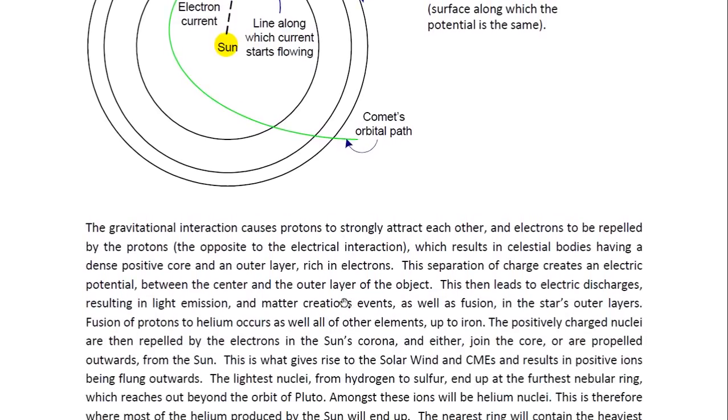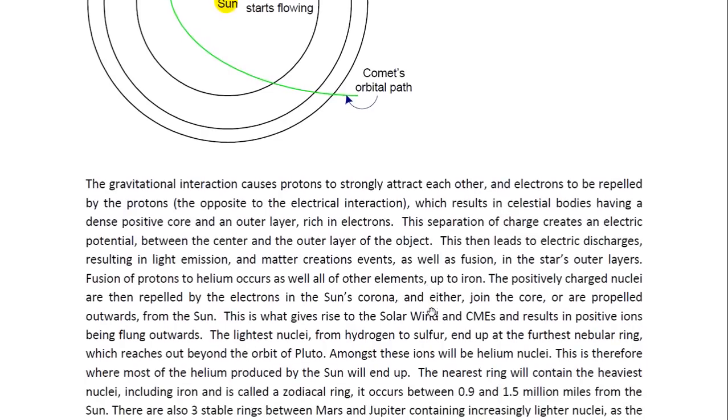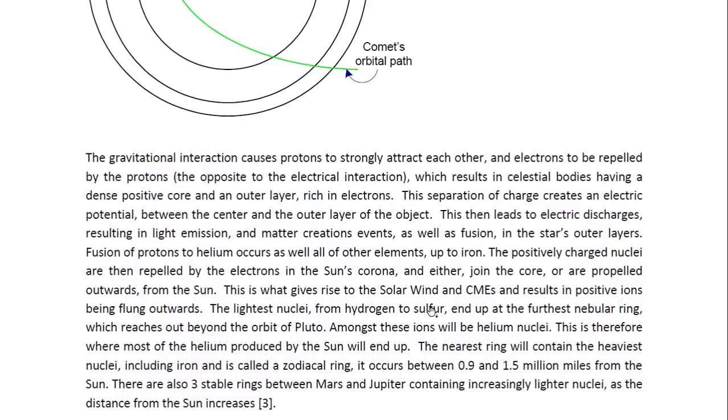Now, the gravitational interaction causes protons to strongly attract each other and electrons to be repelled by the protons, the opposite to the electrical interaction, which results in celestial bodies having a dense positive core and an outer layer rich in electrons. The separation of charge creates an electric potential between the center and the outer layer of the object. This then leads to electric discharges, resulting in light emission and matter creation events, as well as fusion in the star's outer layers. Fusion of protons to helium occurs, as well as of other elements up to iron.